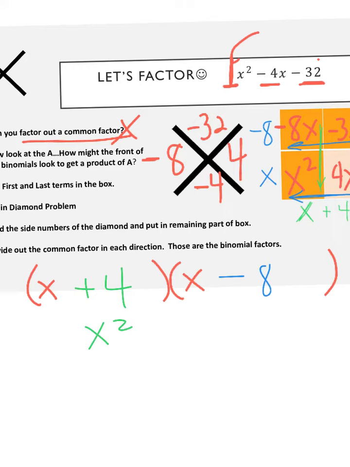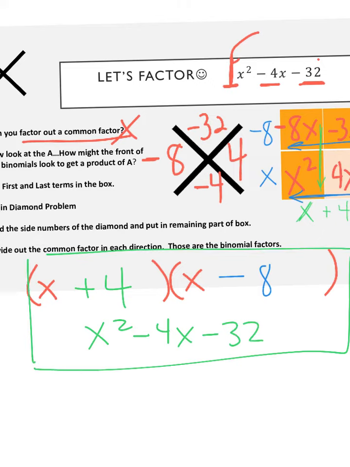A negative 8 and a positive 4 is negative 4x. And 4 times negative 8 is negative 32. So we have the factored form and the standard form.